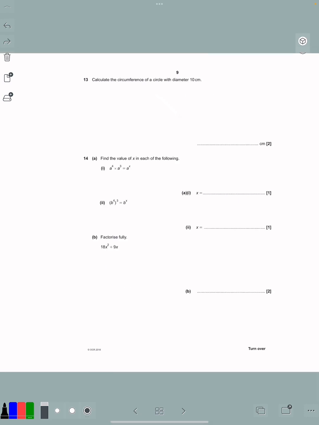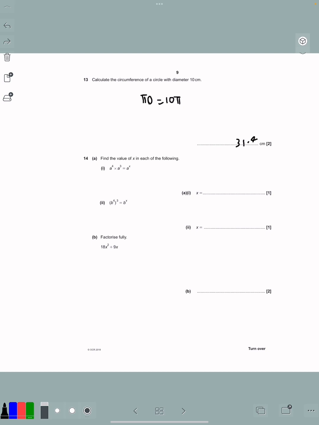Calculate the circumference of a circle with a diameter of 10. That would be pi d. So pi d is circumference equals 10 pi, which is 31.4 centimeters, or you could just write 10 pi centimeters.